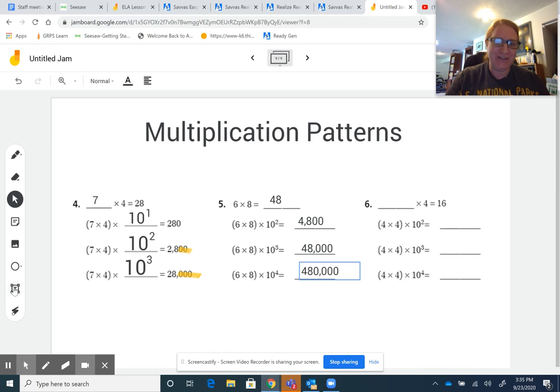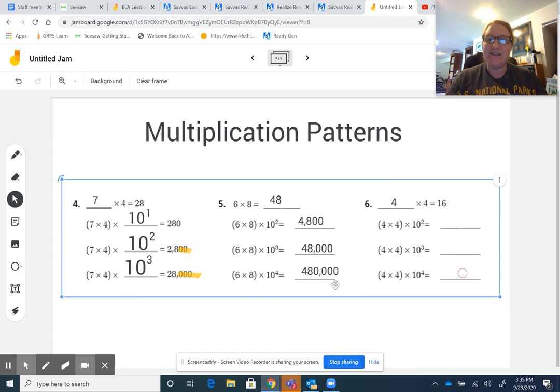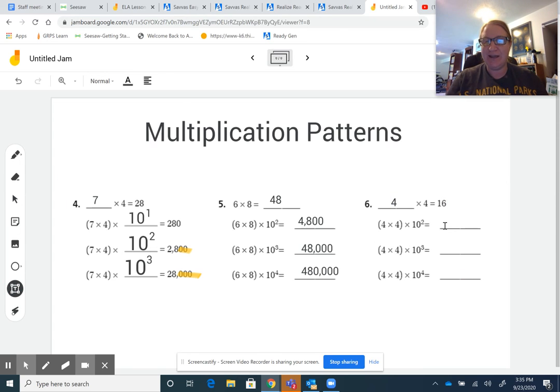All right, now for the last one, we need to know what times 4 equals 16. Well, if you look below, it kind of tells you. So it's 4 times 4 equals 16. And just like the other two, it's going to be a pattern. So all 3 of these are going to start with 1,600. And then we need to figure out how many zeros are going to be on this product.